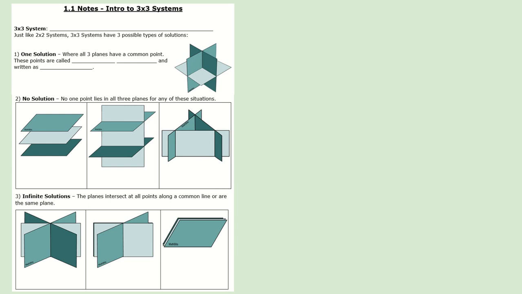In this lesson, I'm going to introduce you to systems of equations, but Algebra 2 level. So just a quick reminder, in Algebra 1, you learned about systems of equations where two lines intersect, and that intersection point was one solution. And it was written as x comma y.